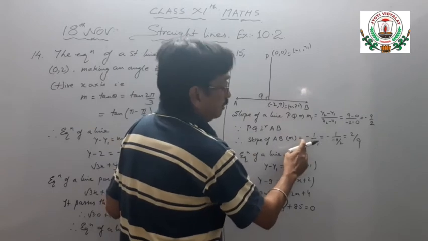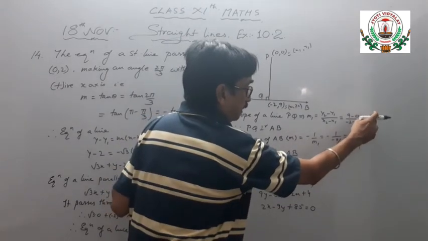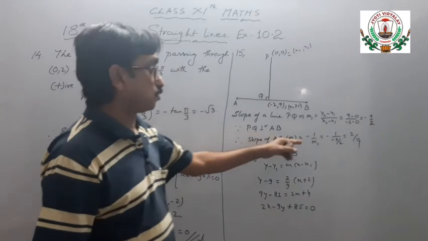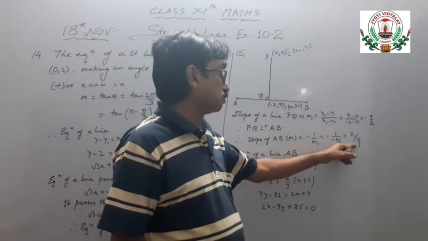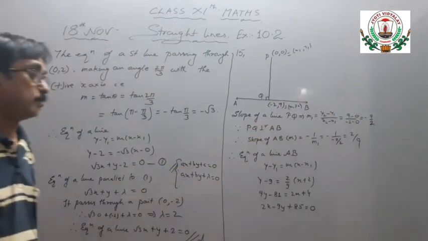Since PQ is perpendicular to AB, the slope of the line AB will be the negative reciprocal of it. So minus 1 upon m1, that is minus 1 upon minus 9 by 2. So the slope of the line AB will become 2 by 9.